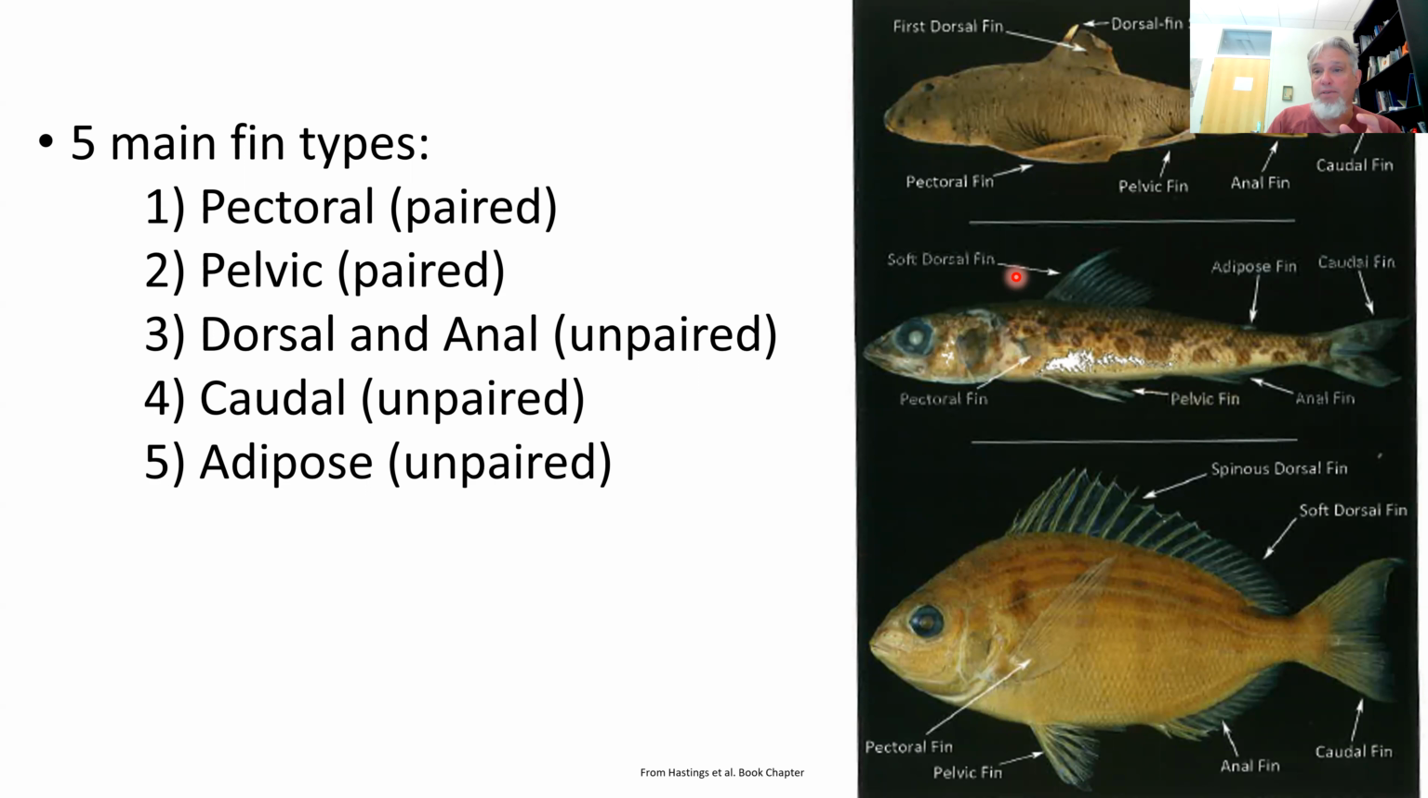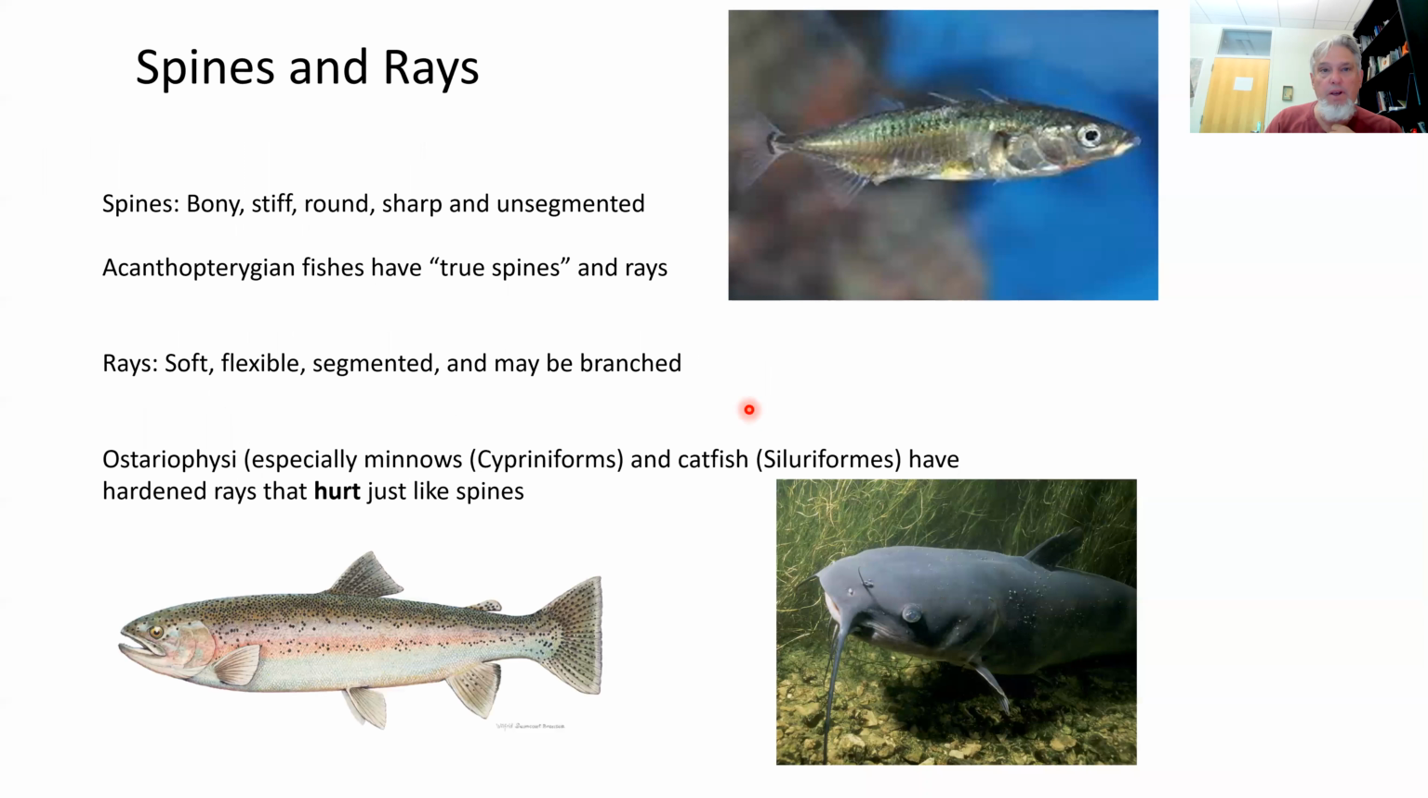The pectoral and the pelvic fins are paired. I'll talk about their placement in a minute. And then there's the dorsal and anal, which are unpaired. The caudal fin, or tail, unpaired. And then the adipose fin, which is actually not represented in any of these pictures, but occurs, take that back, here we go. There's the adipose fin. So here's the dorsal, here's the pectoral, here's the pelvic, and here's the anal fin. And this is the caudal fin. It's basically the same for each of these species.